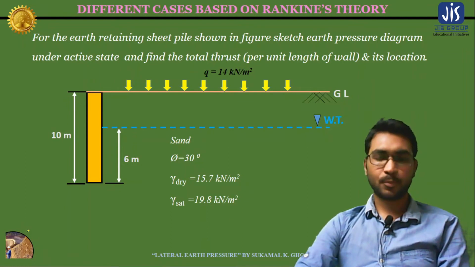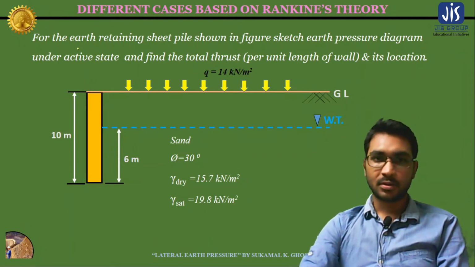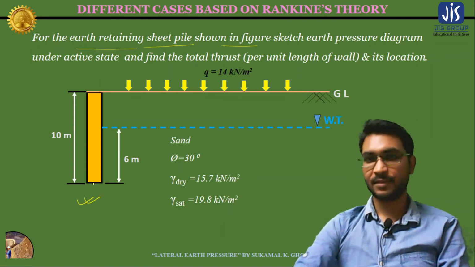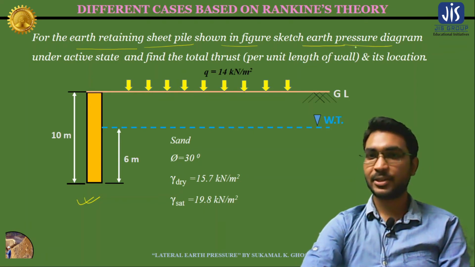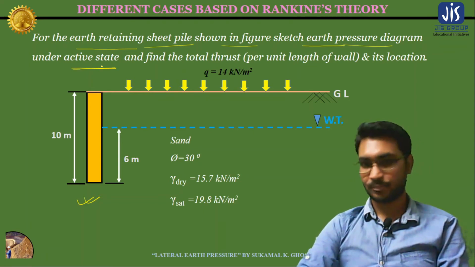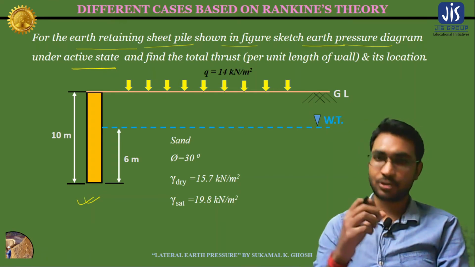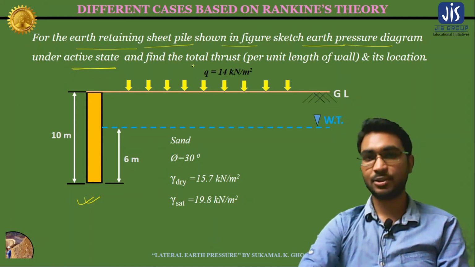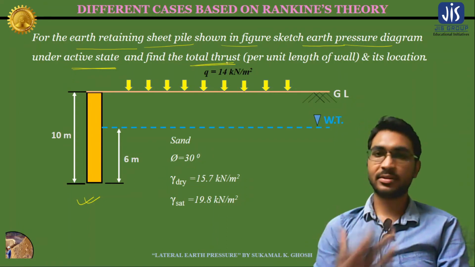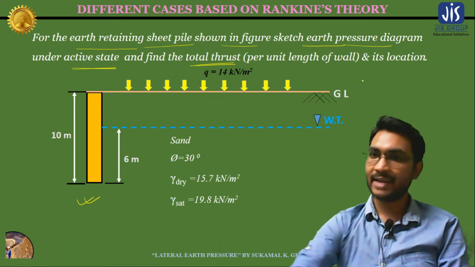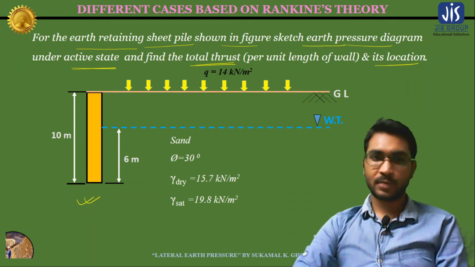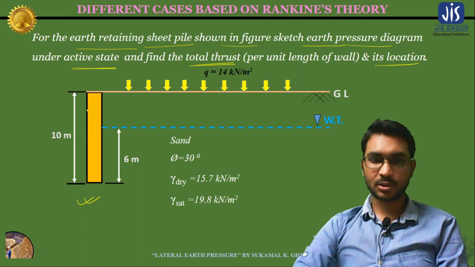So, the problem has asked that for the earth retaining sheet pile which is shown in the figure, we need to sketch an earth pressure diagram under the active state. Okay, so we need to draw the earth pressure diagram under the active state, and also we need to find the total thrust, means the total resultant active earth pressure force and its location, means where it is acting. So in the figure it is given that the total height of the sheet pile is 10 meter.